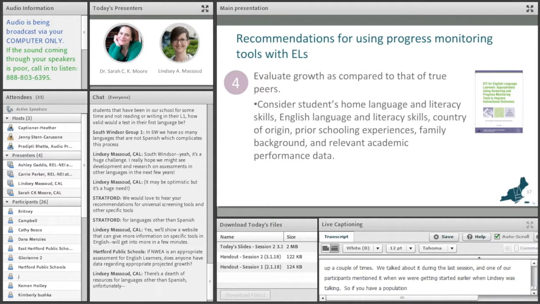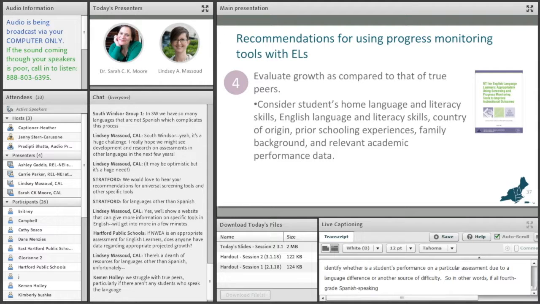So if you have a population of students with similar language backgrounds, at the same grade level, same English language proficiency levels, then this is an opportunity to try to disaggregate data from subgroups of these students and then identify whether a student's performance on a particular assessment is due to a language difference or another source of difficulty. So in other words, if all fourth grade Spanish-speaking English learners perform similarly to each other on assessment when compared with other subgroups of students, then the language difference may be at play there.